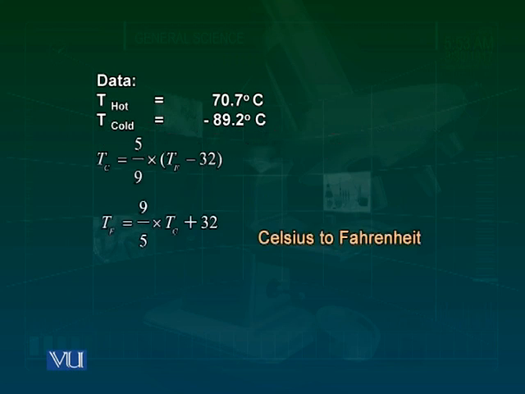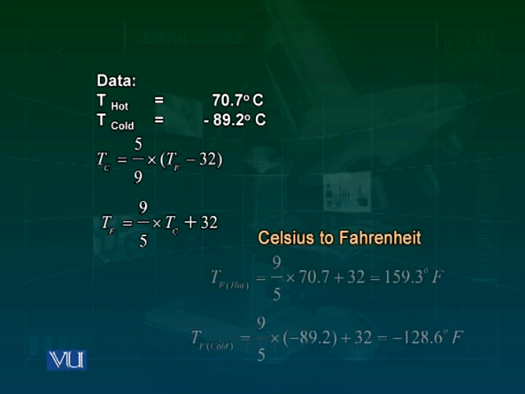Now let us take these two temperatures, put them in the formula which we developed last time, that is Tc is equal to 5 by 9 multiplied by Tf minus 32, and Tf is equal to 9 by 5 Tc plus 32, and let's see what is the Fahrenheit equivalent of these temperatures. For the hot temperature, of course, we will get 9 divided by 5 into 70.7 plus 32, giving you a temperature of 159.3 degrees Fahrenheit.